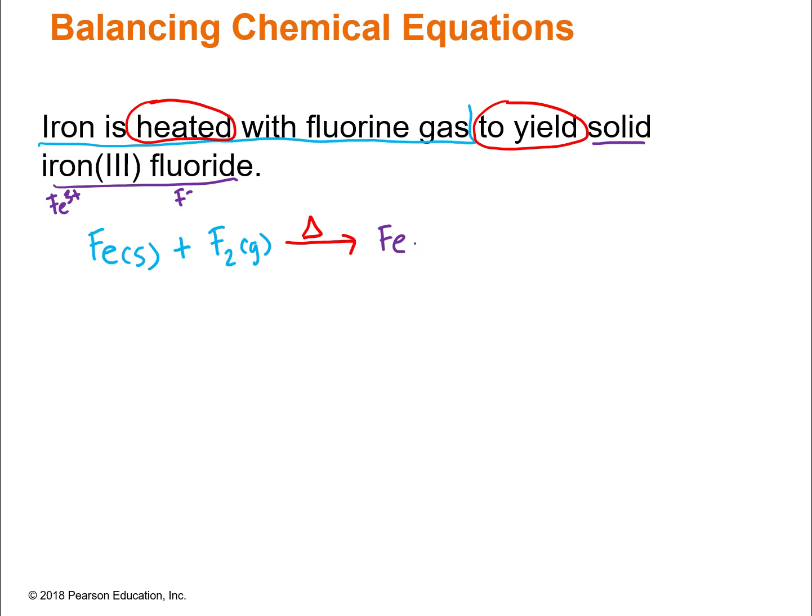So for our iron 3 fluoride, excuse me, we've got iron 3+, and then fluoride is F-. So we're going to need 3 of those fluoride ions to balance out the 3+ charge from the iron. And of course, it says it's solid, so we put that S there.